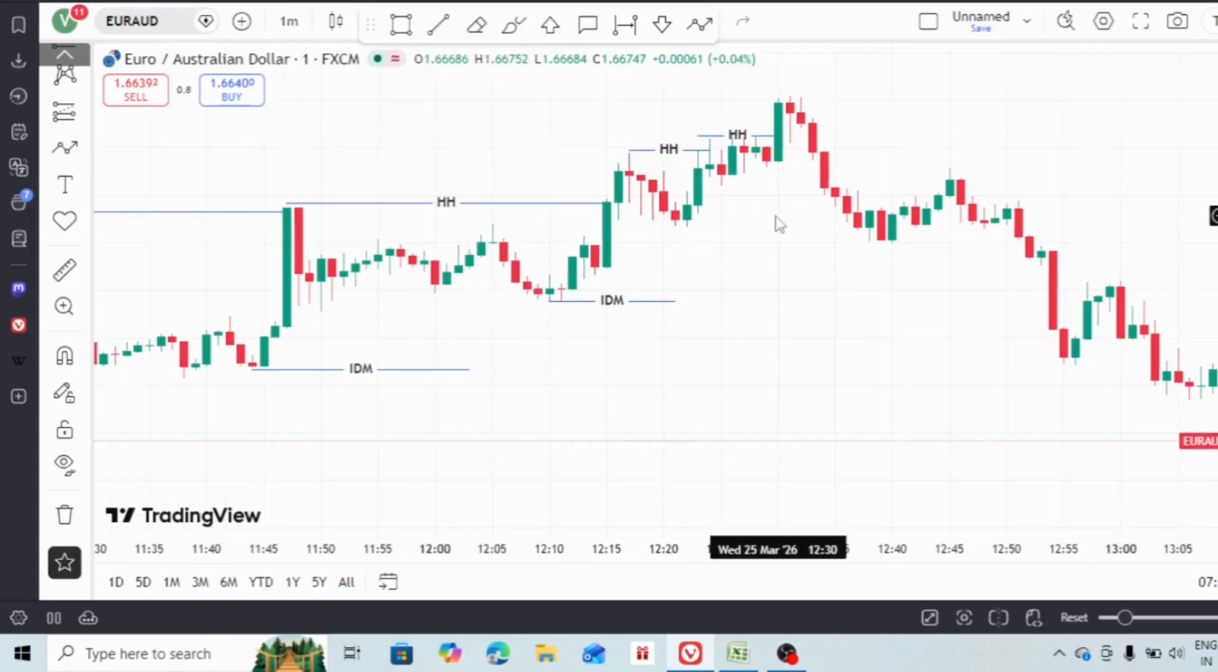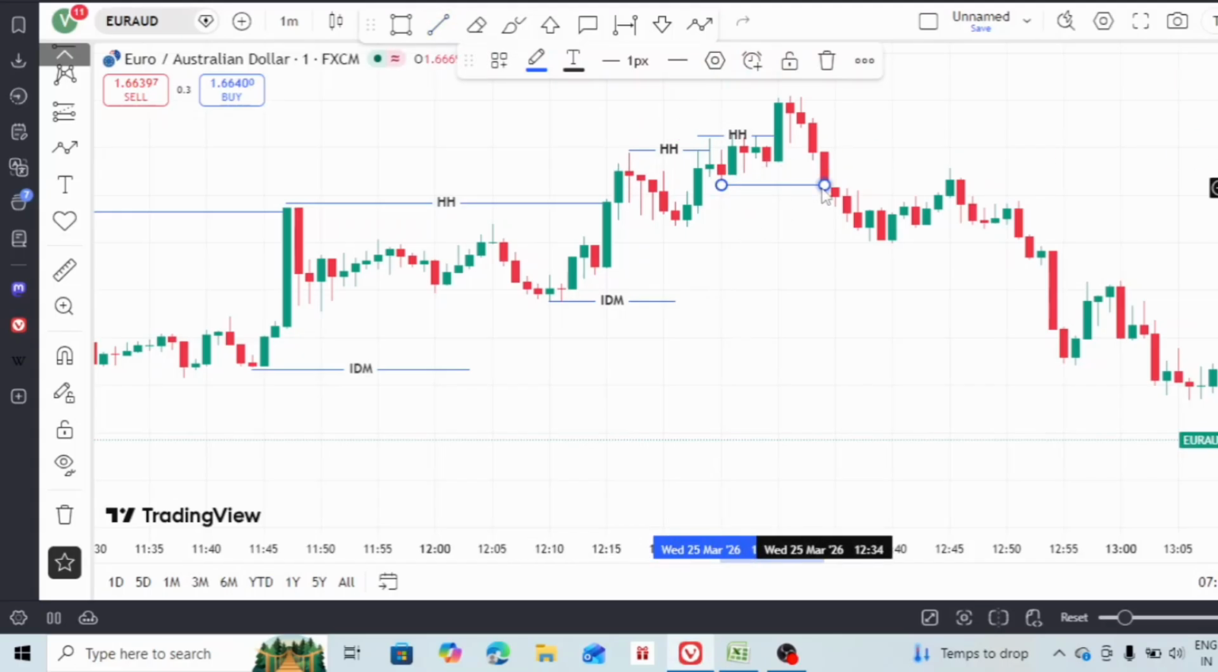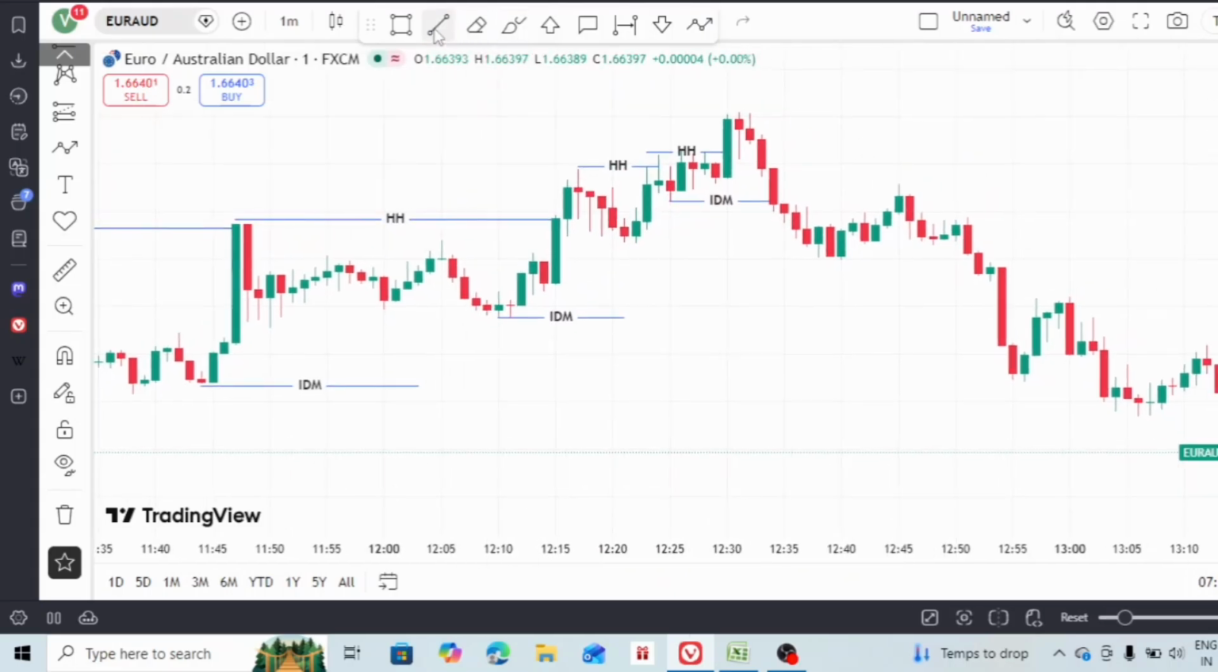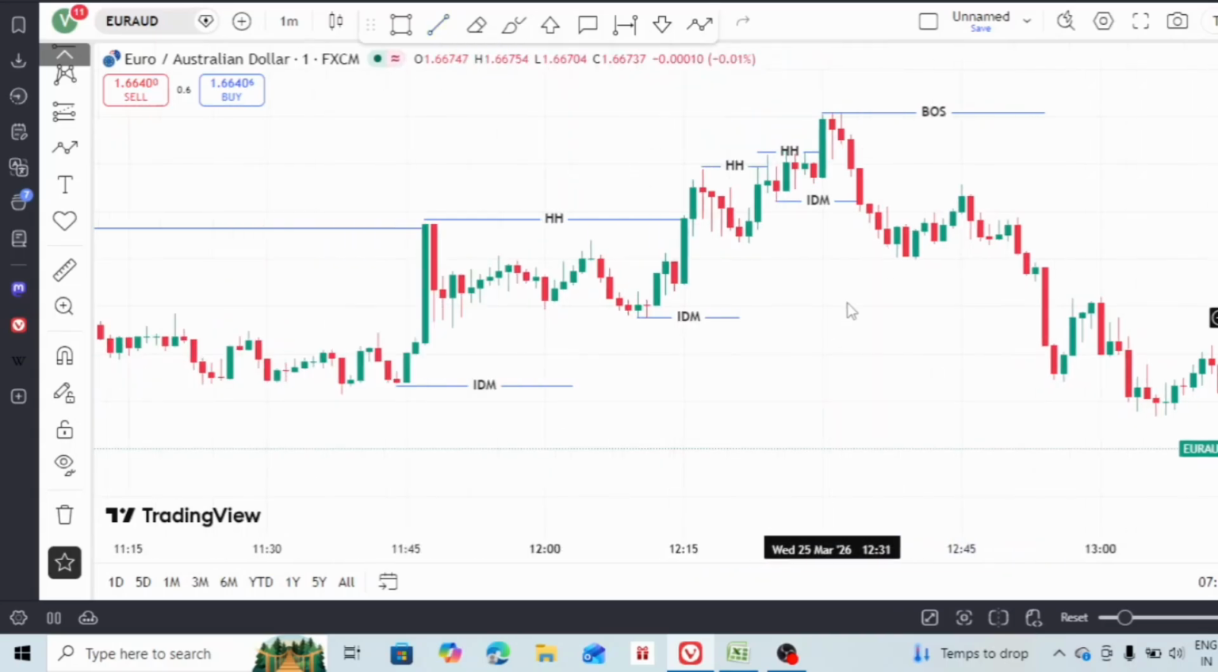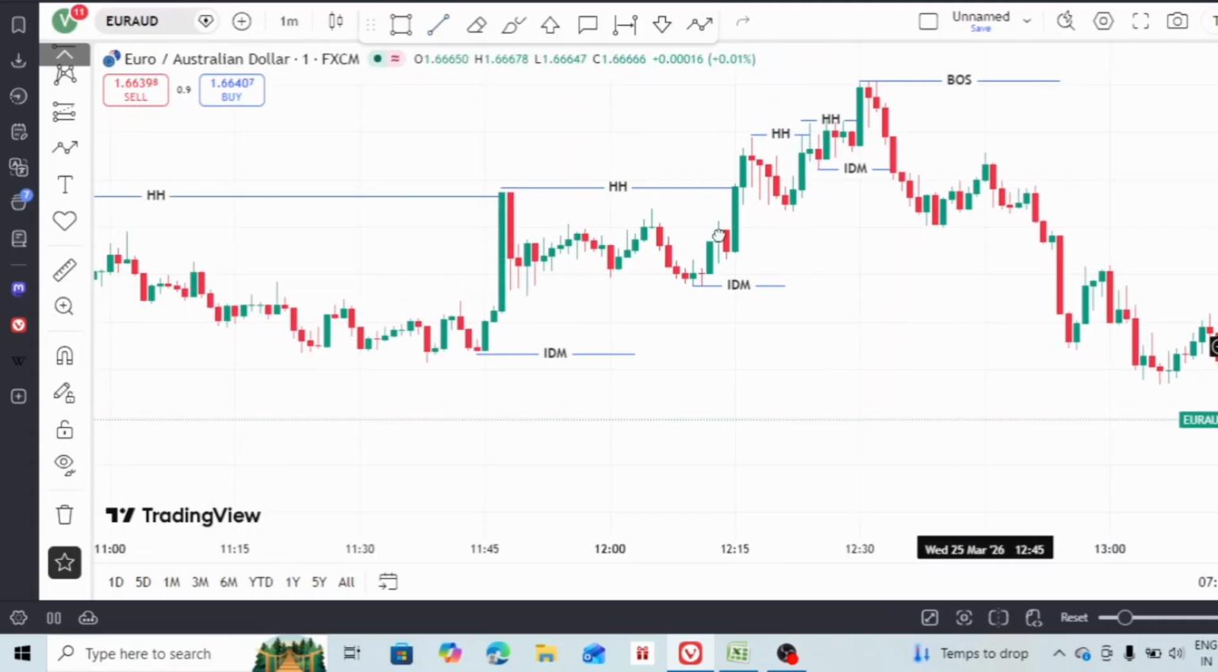Higher high means inducement, right? So if you see here, this is the major candle. This major candle low has been swept by this particular red candle, so this is the valid pullback. So this will be the inducement. So here inducement has been mitigated. Inducement mitigation means this will be the break of structure. Okay, so see, this will be the break of structure.